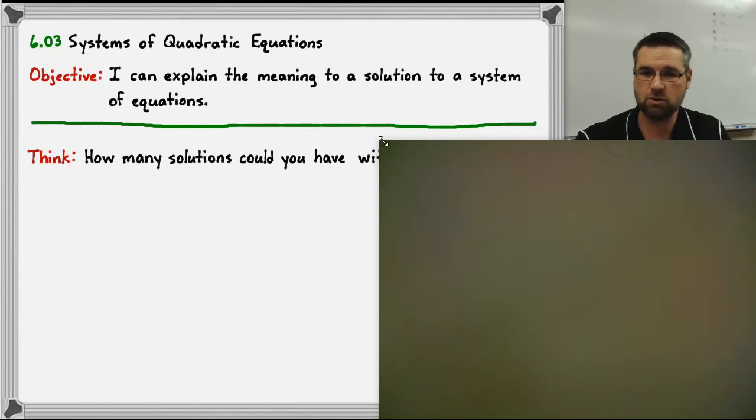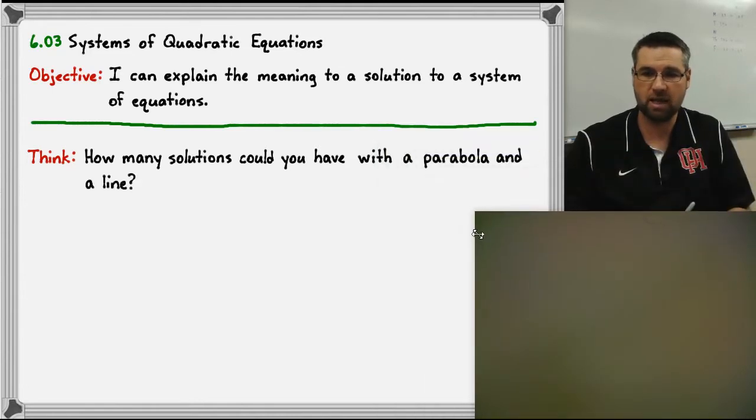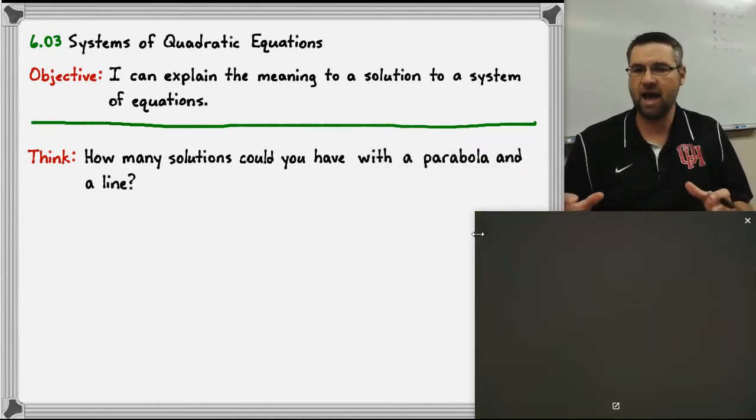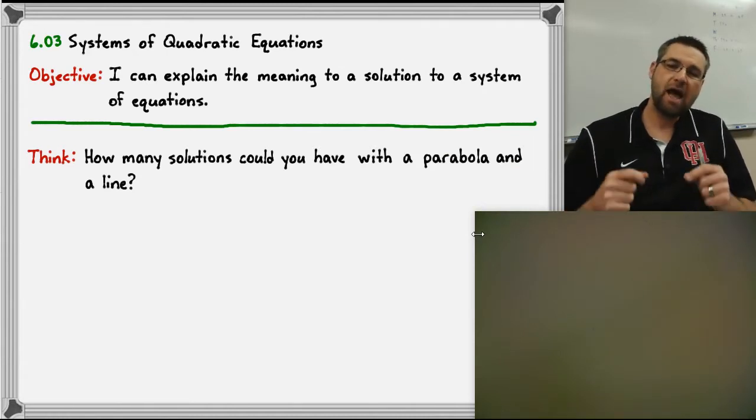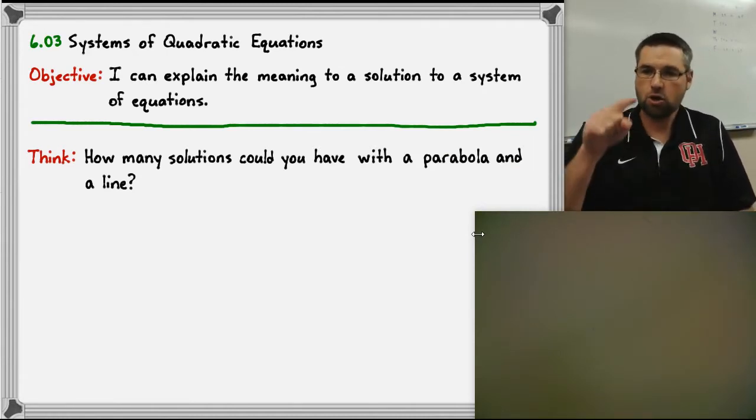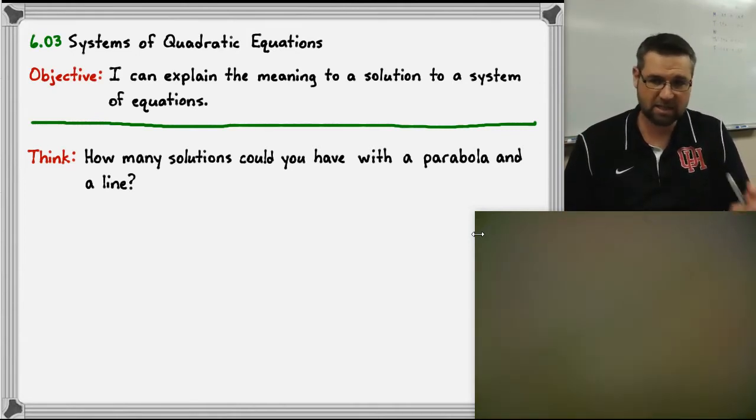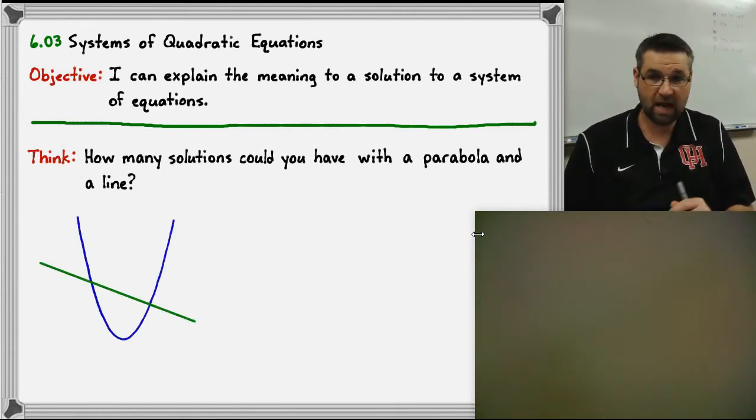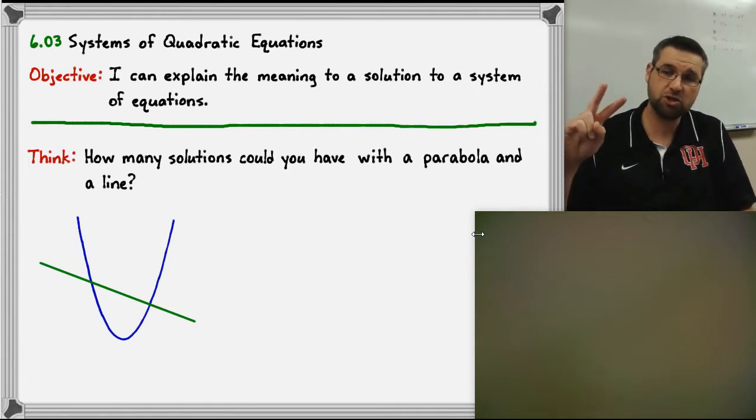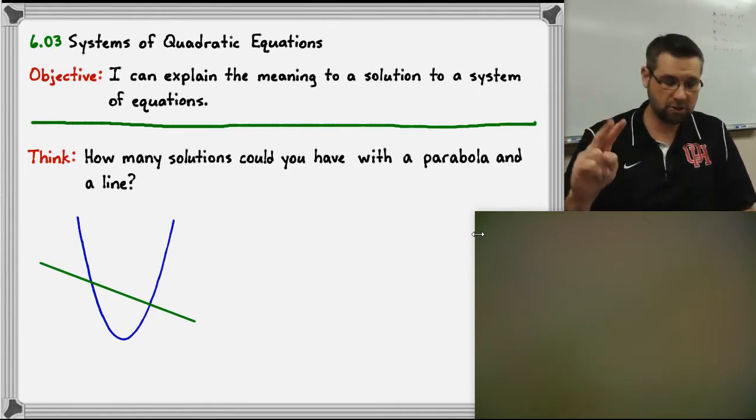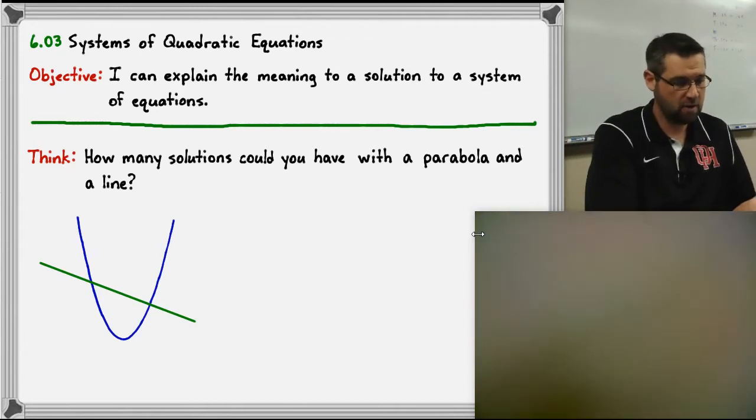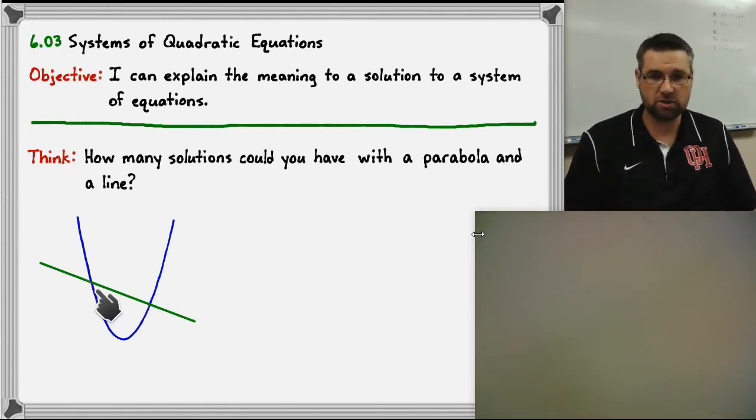Let me go ahead and minimize the screen here so you can see what's going on in my lesson. But how many solutions could we have to a parabola and a line? In other words, how many different places could a parabola and a line intersect each other? Okay, so how many different places? Think about that for a second. Well, if I had a parabola and I had a line passing through it, I could get up to two different answers. Okay, I could have two intersections, one here and one here.